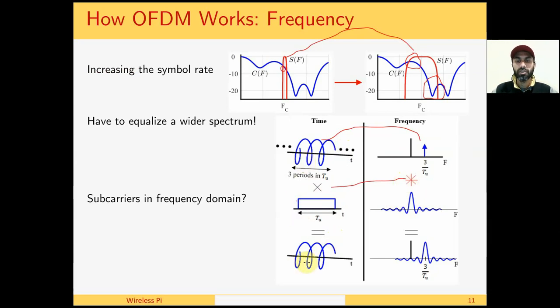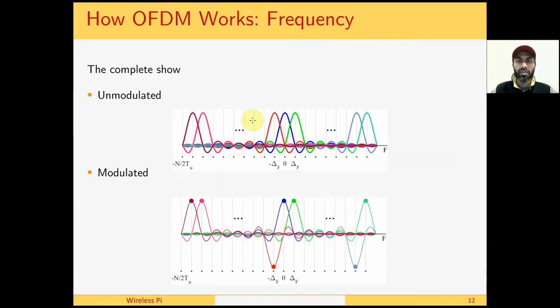From their multiplication we get a subcarrier which is time limited, and from their convolution we know that the convolution of a signal with an impulse is the signal itself at the position of the impulse. So the subcarrier comes at this location. Here is the complete show. This is frequency domain, and the peak of the subcarrier lies on a point where the contributions from all the other subcarriers pass through 0.